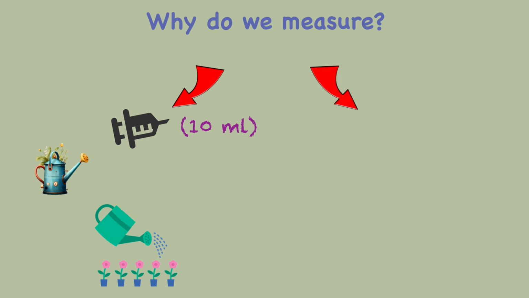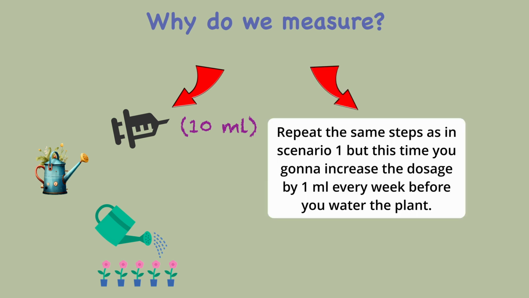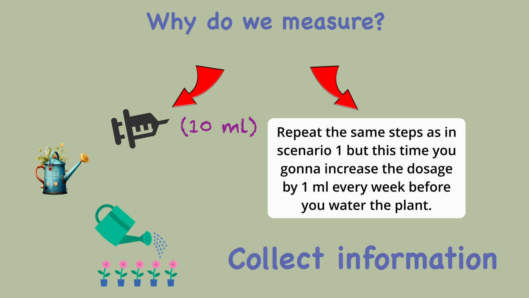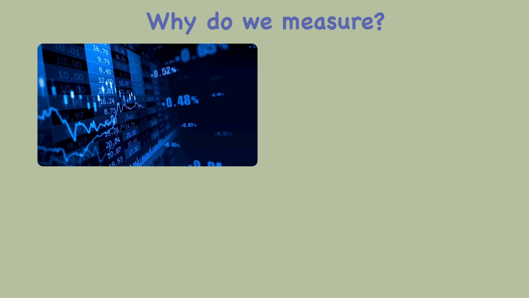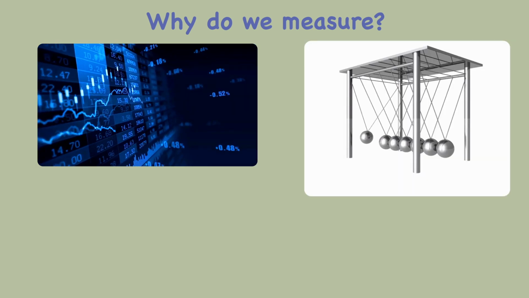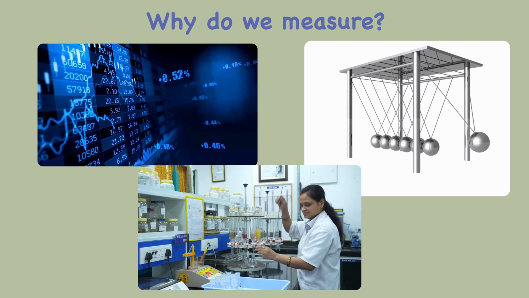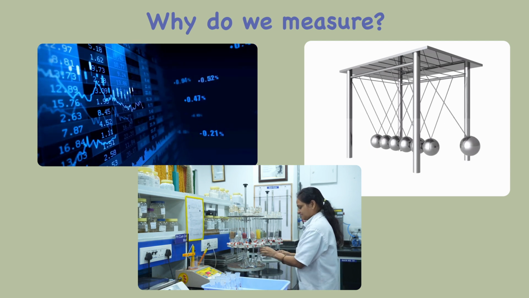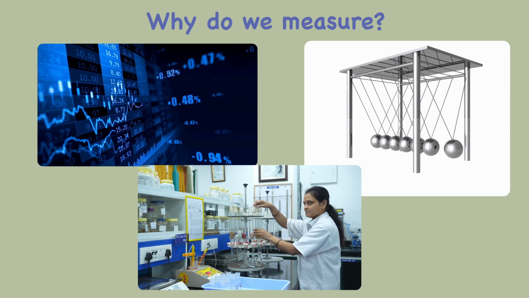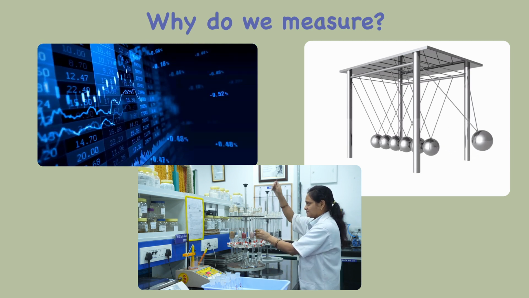In the second scenario, you do exactly the same steps as in the first scenario, but this time you're gonna increase the dosage every week by 1 milliliter before you water the plant. Each week, you monitor the growth of each plant and write down the information you got. This means we measure to get good, trustworthy information. Whether you're comparing data for your math IA, or you're timing a pendulum swing for your physics IA, or carefully weighing chemicals for your chemistry IA, measuring is how we collect data to figure out how the world works. And the better our measurements, the more accurate our results will be.